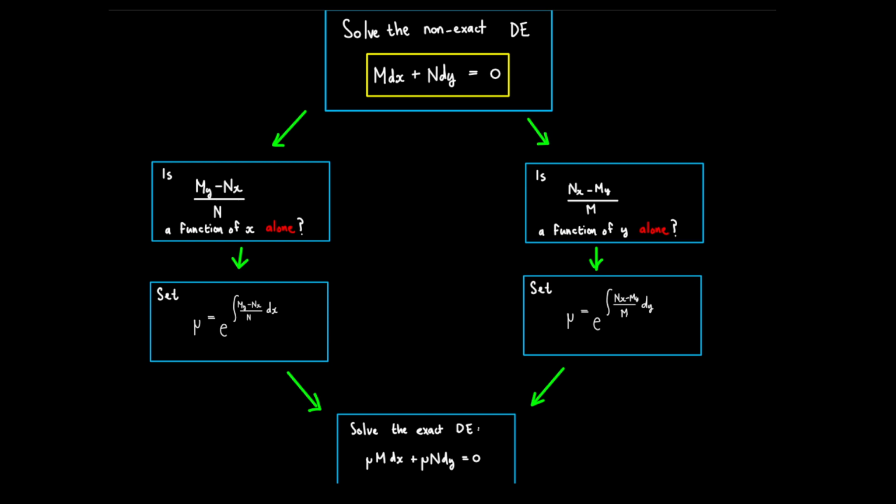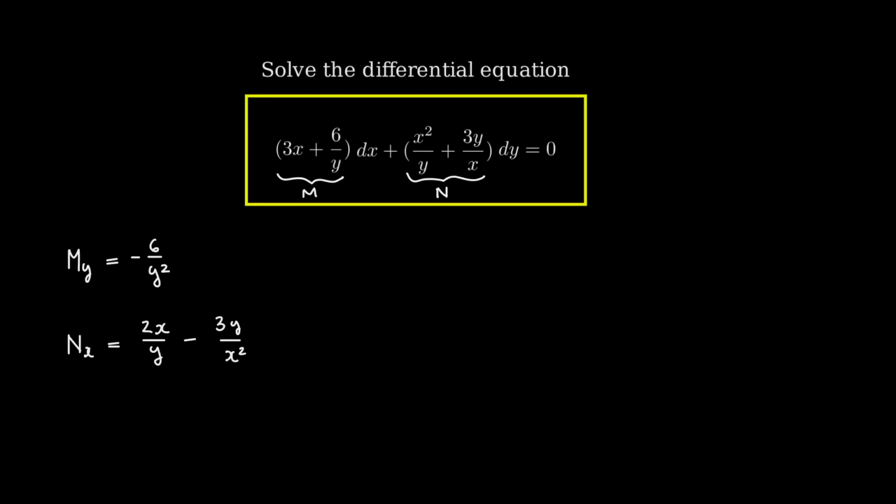Okay, so now for this problem that we have here, this is also not going to work. These two formulas will show us that we won't be able to even use the formulas. And just to give you a motivation for why, if we compute M_y minus N_x divided by N.